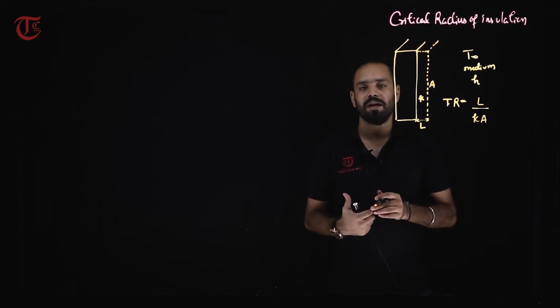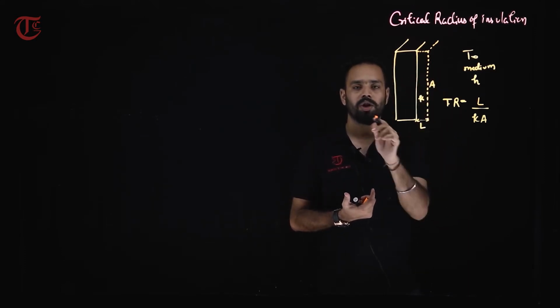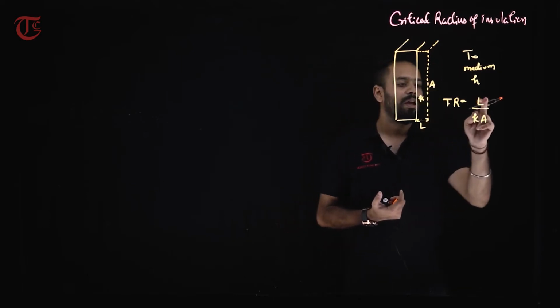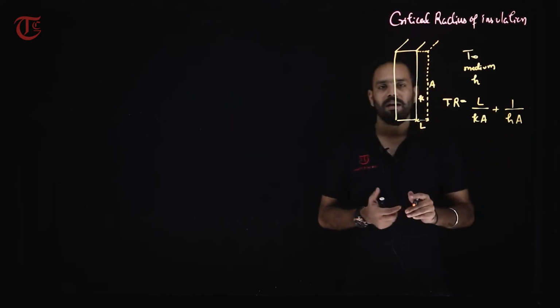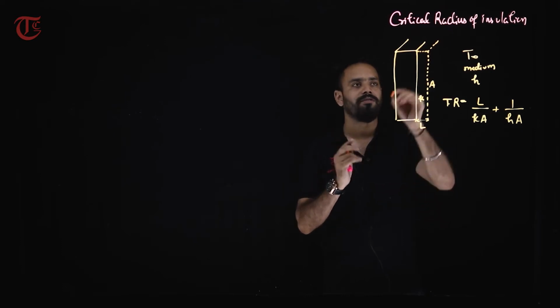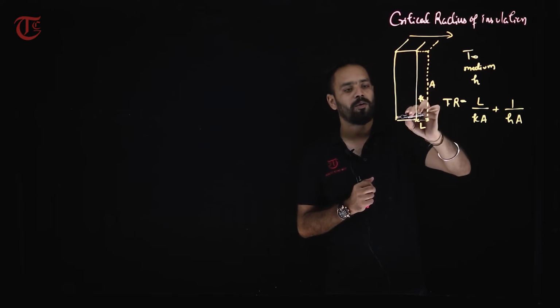In the previous lectures, I wrote heat transfer is equal to the driving force by resistance. So, Q is equal to T1 minus T2 divided by L by kA plus 1 by hA. This A is the cross section area which is perpendicular to the direction of heat transfer. Suppose this is the direction of heat transfer. So, which area am I talking about? I am talking about this area, right?